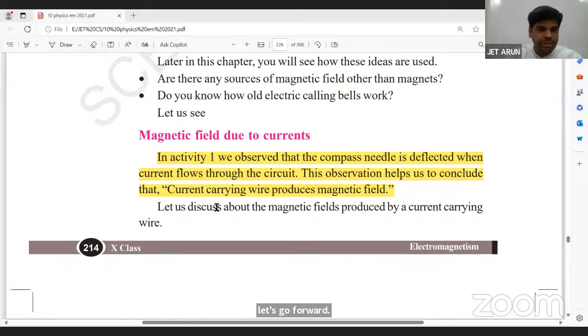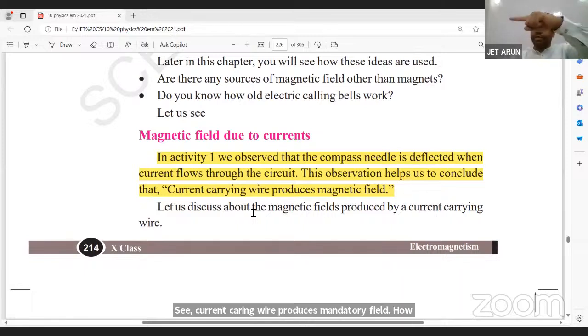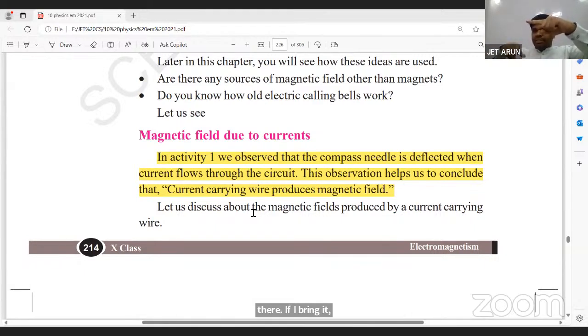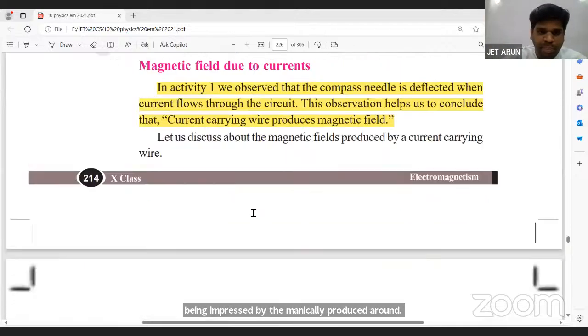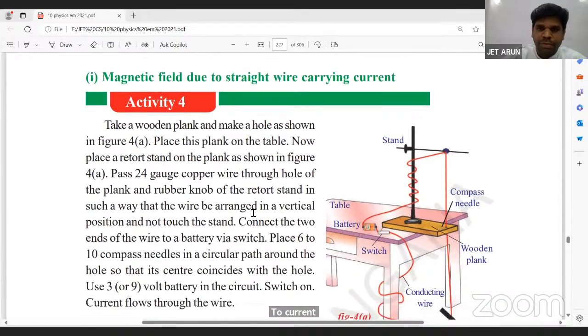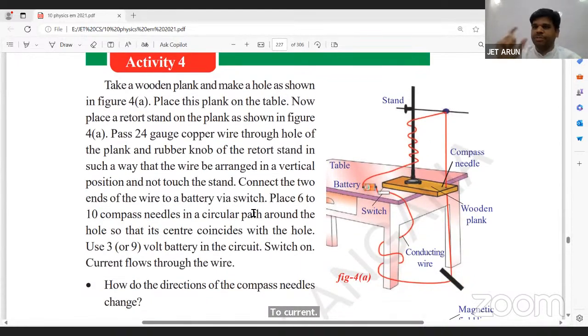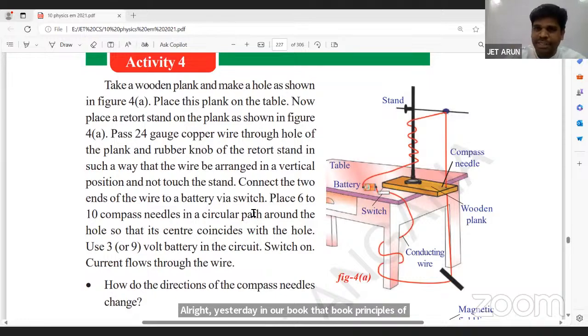All right, magnetic field due to currents. See, a current carrying wire produces a magnetic field. How could we observe that? How could we conclude that? If current passes through a wire and I bring a needle towards it, it's being affected. It's being influenced. That means this magnetic needle is being influenced because of the magnetic field produced around the current carrying wire. Yesterday, in the book Principles of Physics by Resnick and Halliday, I showed this experiment. That experiment is again conducted in intermediate also, but with iron filings. We will do this also and show you. Soon we're going to do it.